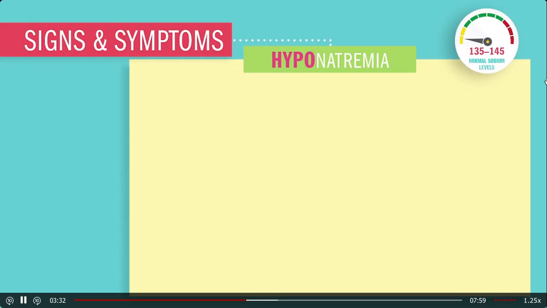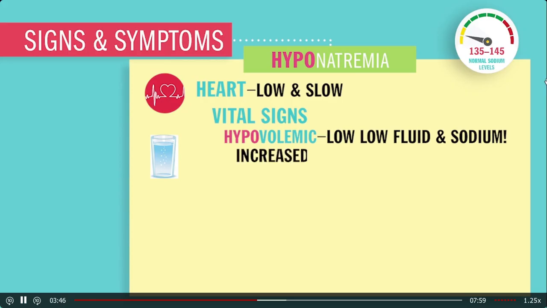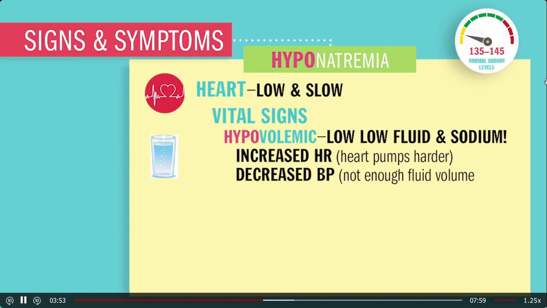Now for our general signs and symptoms. So in the heart, the cardiovascular system, vital signs will depend on the type of hyponatremia. If we have hypovolemic, basically low fluid and sodium, you'll have increased heart rate. Basically, the heart's trying to pump to provide fluids to the major organs. Decreased blood pressure, basically not enough fluid volume and no pressure in the veins, the vascular space. Increased respiratory rate because, again, not enough fluid, hence not enough oxygen, and the lungs are trying to compensate.